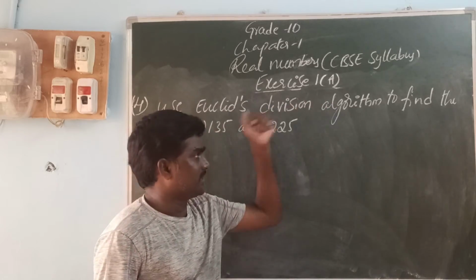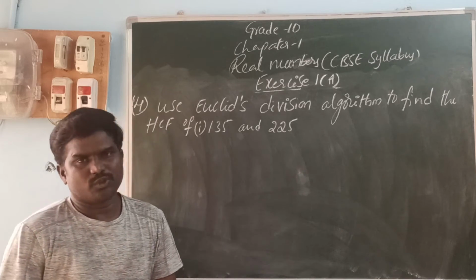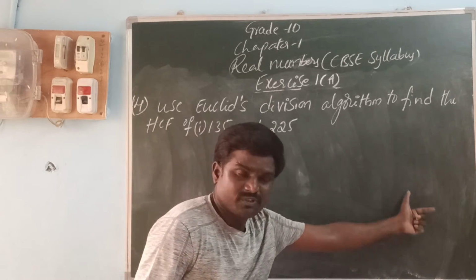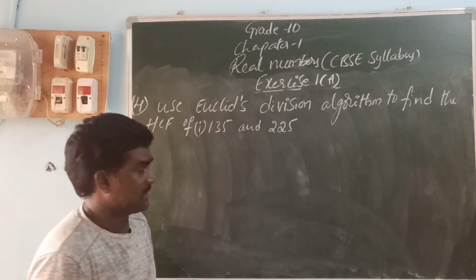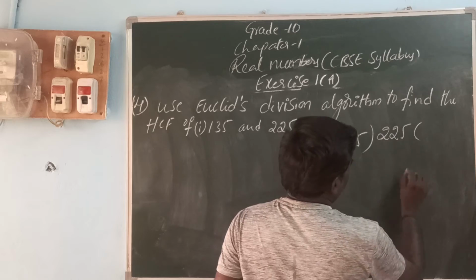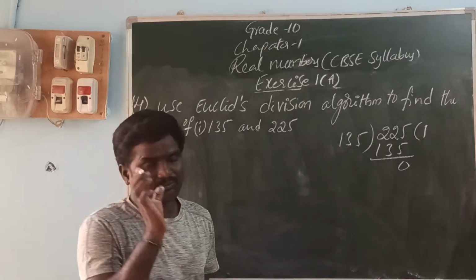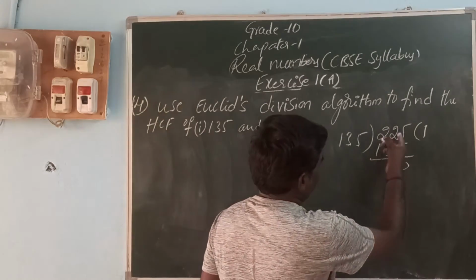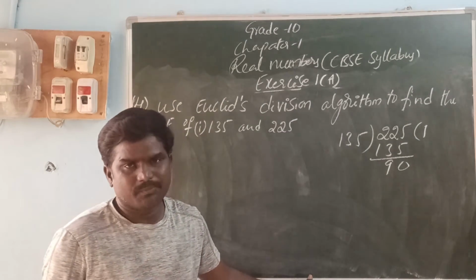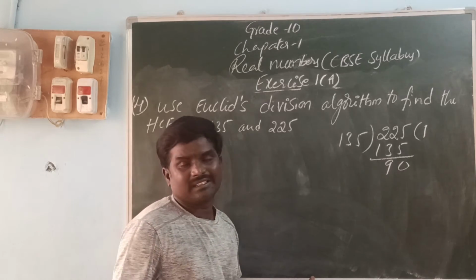Use Euclid division algorithm to find the H.c.f of 135 and 225. So how can we do this? By using the division method. First we find the H.c.f by the division method, then we write the Euclid division algorithm. Here the biggest number is 225, the smallest number is 135. 135 ones are 135, so 0. From 2 we cannot subtract 3, take the borrow, that is 12. From 12, 3 you can subtract 9. So this remainder becomes the divisor, and the divisor becomes the dividend. This process goes on until the remainder is 0.